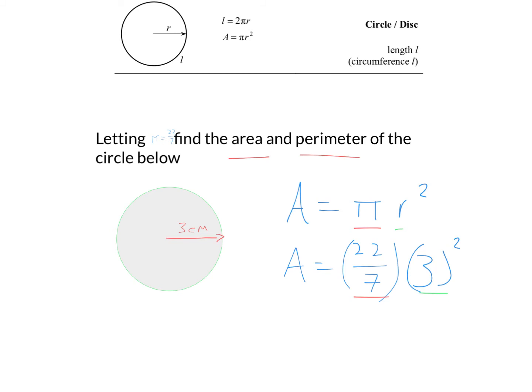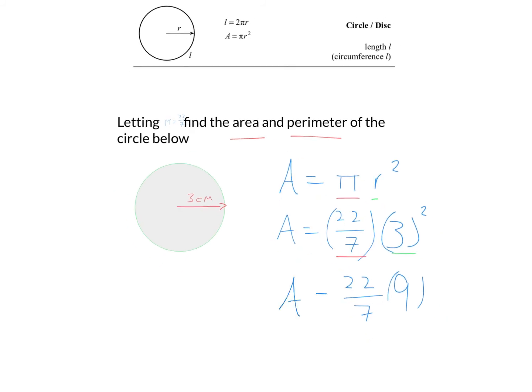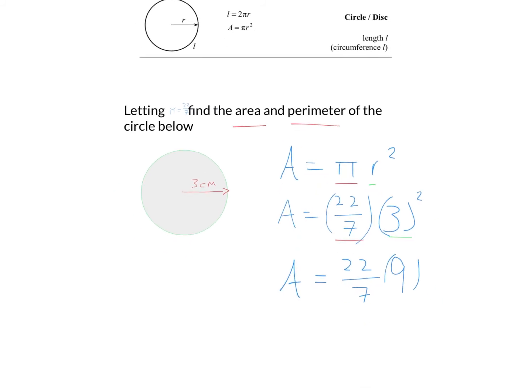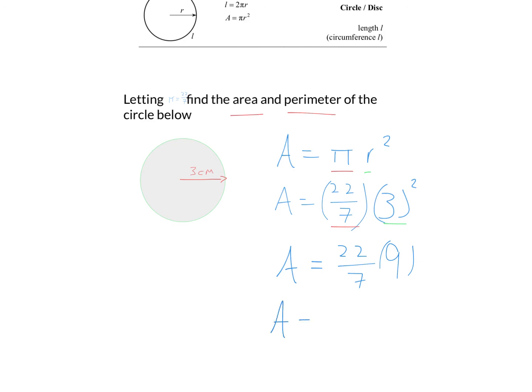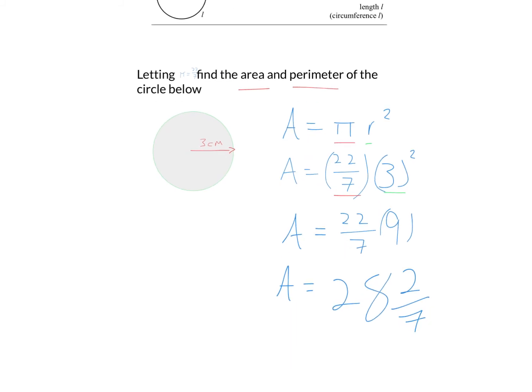BIMDAS says we do indices before we do multiplying. So let's do our indices and square 3 first of all. 3 squared, you can do it on your calculator if you're not able to do it in your head, is 9. Okay, so our area here is 28 and 2/7.